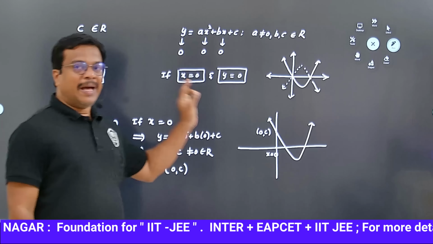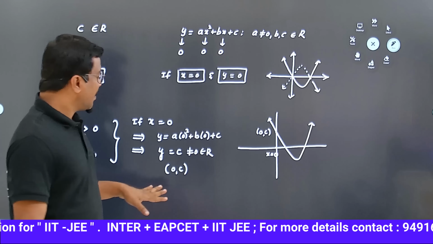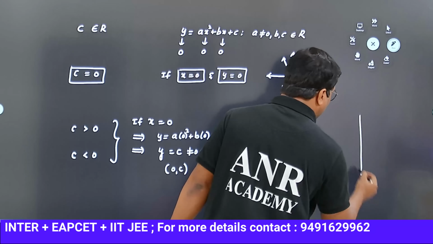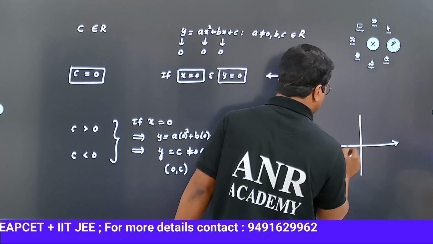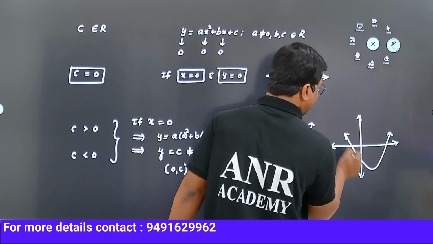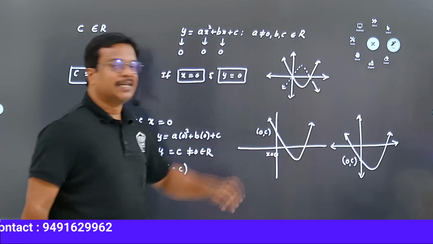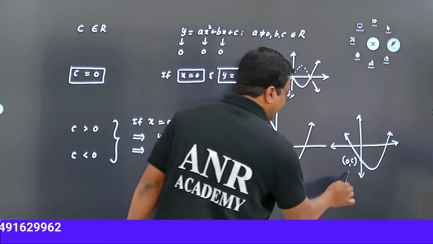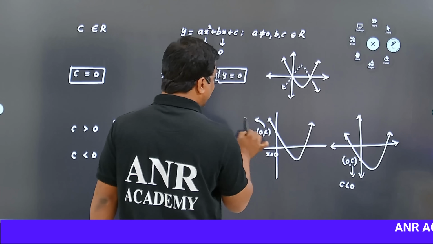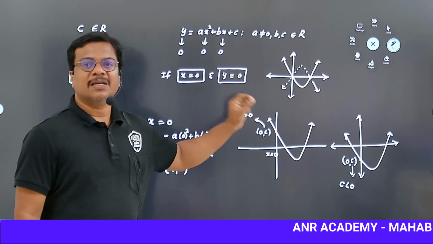The curve, the parabola, crosses the y-axis at the point 0 comma c when c is positive. Since it is a non-zero real number, maybe the value of c is negative also. Maybe that crosses in this way. Also this is 0 comma c, but the value of c in that case, that indicates y value, and here in this case c value is less than 0. And here the value of c is more than 0. And the shape of the graph depends upon coefficient a.